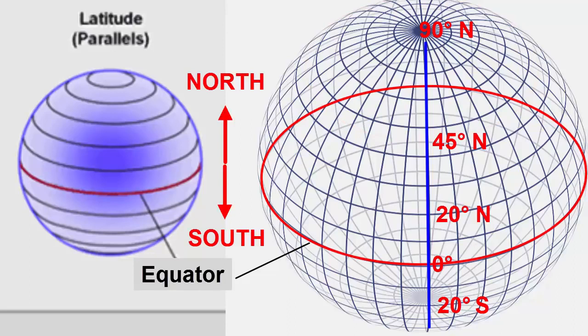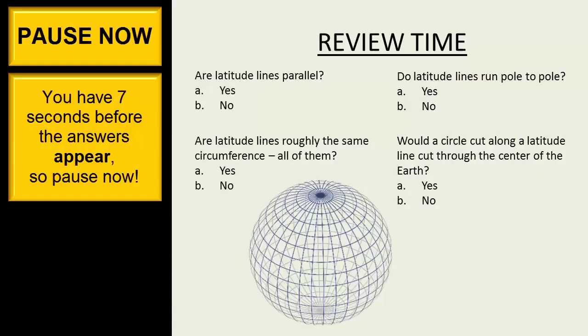For example, if we travel to the North Pole, we have traveled 1/4 of a circle away from the equator, or 90 degrees north latitude. The South Pole is at 90 degrees south latitude. Halfway in between the equator and the poles, we travel 45 degrees north or south. Are latitude lines parallel? If we cut them, will they intersect the center of the Earth? Are they equal circumferences? Pause now.